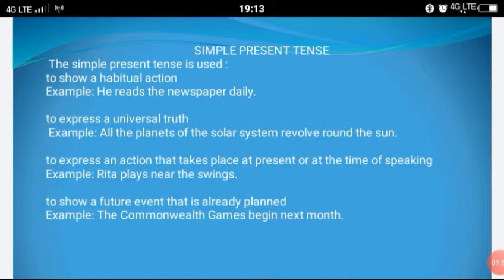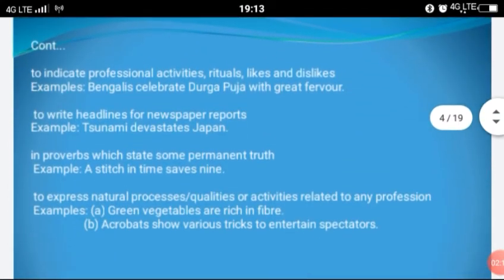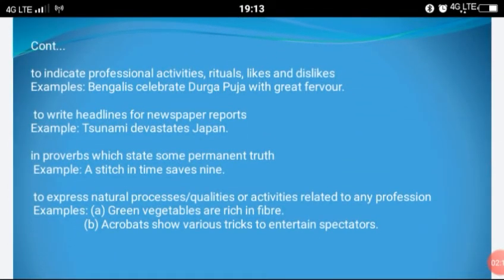To show a future event that is already planned. For example, the Commonwealth Games begin next month. Simple present tense has a vast usage. So, it is also used to indicate professional activities, rituals, likes and dislikes. For example, Bengalis celebrate Durga Puja with great fervor.